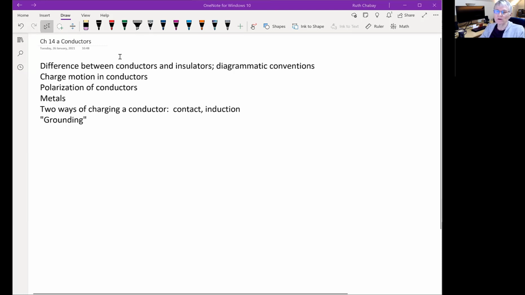So today we're talking about conductors, which are in some ways more interesting than insulators. And here's basically our agenda. We want to talk a little bit more about the difference between conductors and insulators and the conventions we use in diagrams to make clear what's going on. Charge, motion, and conductors, how conductors polarize. We talked about polarization of insulators last time. Kind of how metals work, and mechanisms for charging conductors. So we have a lot to cover today.